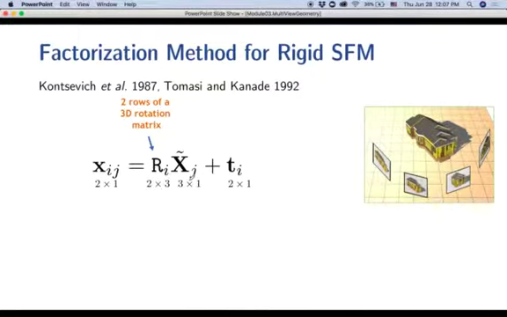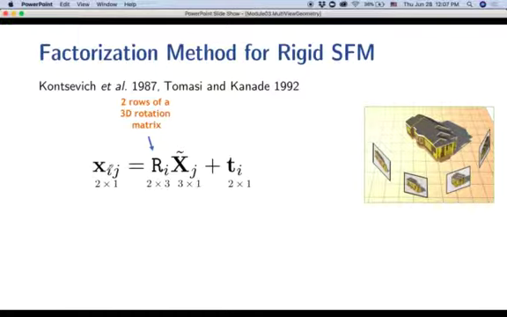Okay, so this is the image projection of the jth world point in the ith camera. So this is the rotation, this is the image offset. And now they did a trick in their paper. It's actually a pretty crucial trick to simplify the solution further.